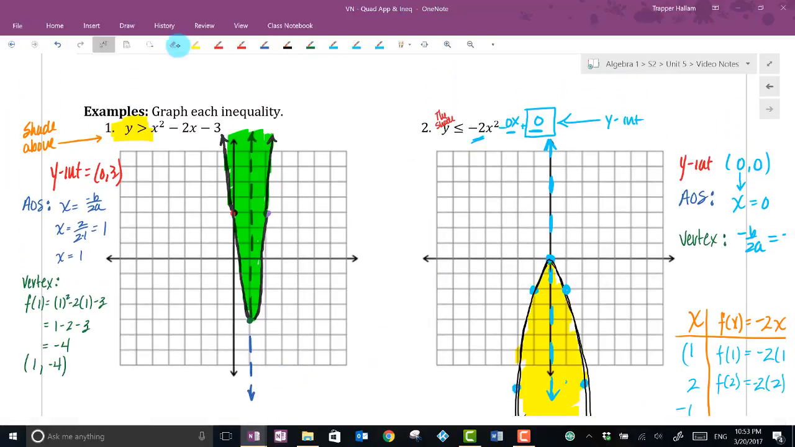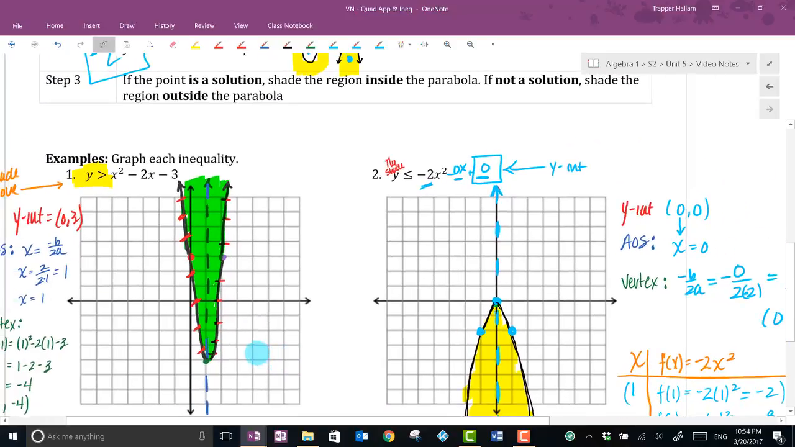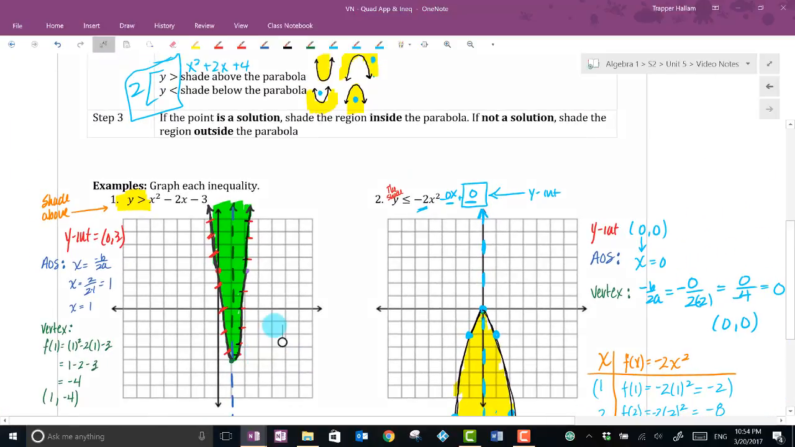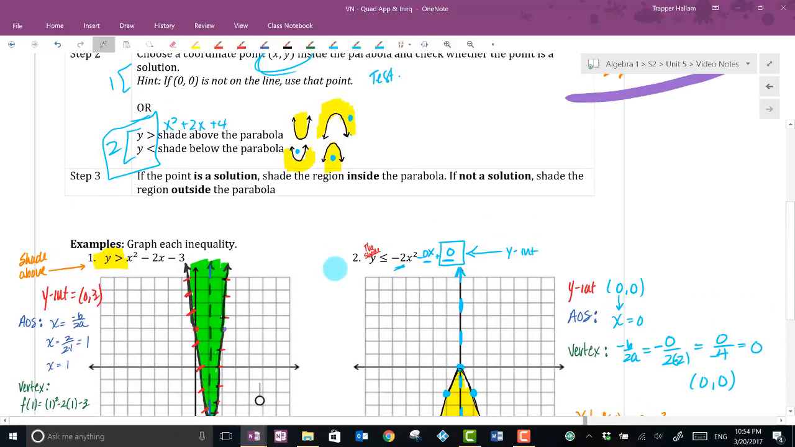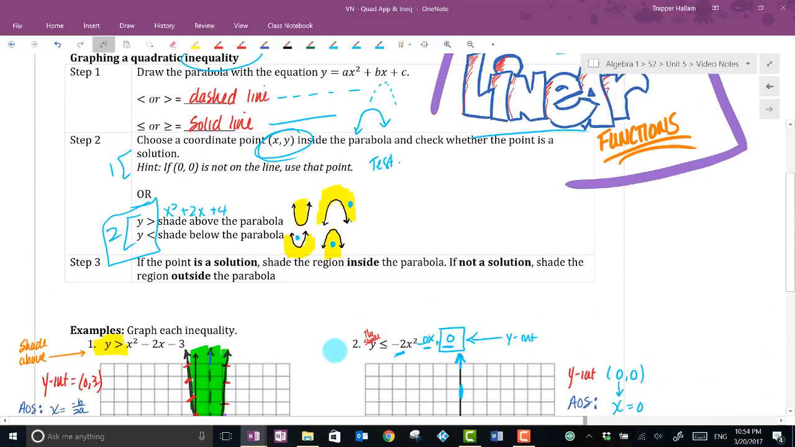I did notice something as I was doing this. You may want to change this because this is not dashed. So I'm going to go ahead and fake dash this because it should be dashed because this does not have an equal sign underneath. So there you go. You've got two examples of inequalities with parabolas. Again, same rules apply. Solid line if it's equal to, dashed line if it's not. Shade above or below based off of the y there, or use a test point if it's not in that particular form.